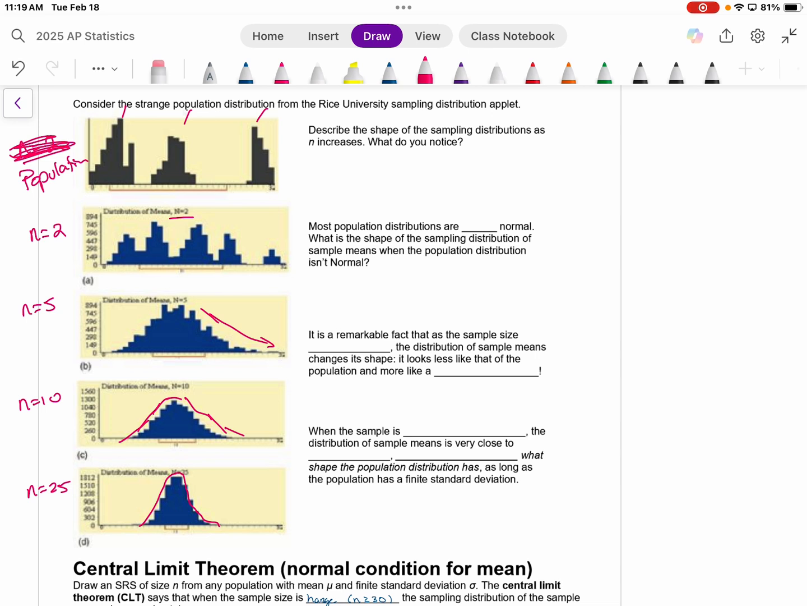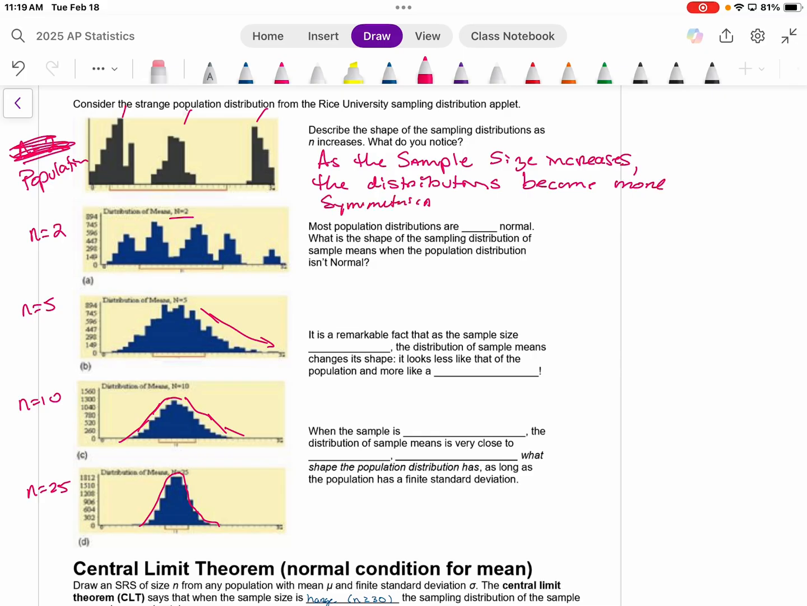What do we notice? As the sample size increases, the distribution, or the distributions, become more symmetrical and almost normal.